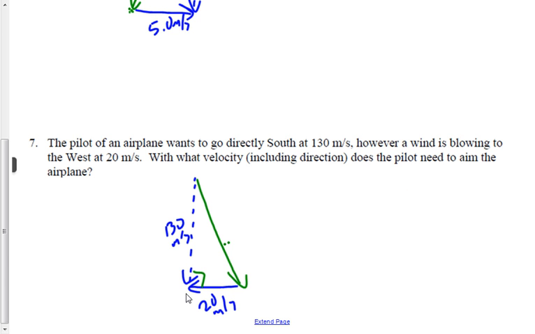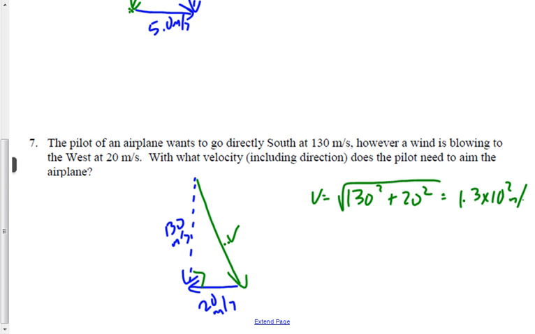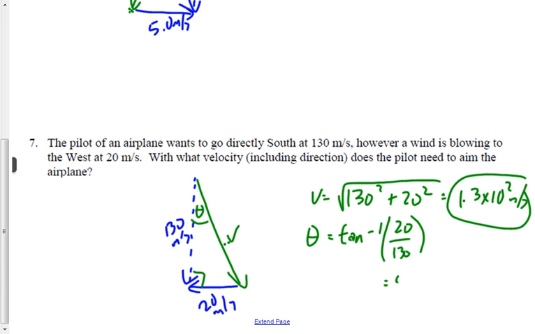All right, so let's do our thing here. Again, it's just mathematically exactly the same. V that we're looking for is the square root of 130 squared plus 20 squared. Do the math there, works out to be 1.3 times 10 to the 2. And solve for theta, which is always going to be drawn at the start of the diagram. Theta is equal to the inverse tan of opposite over adjacent, 20 over negative 130. And that works out to be 8.7 degrees.